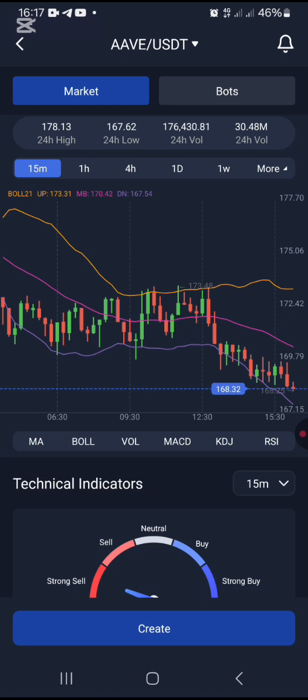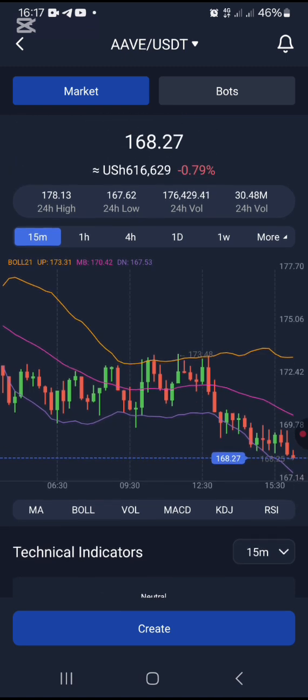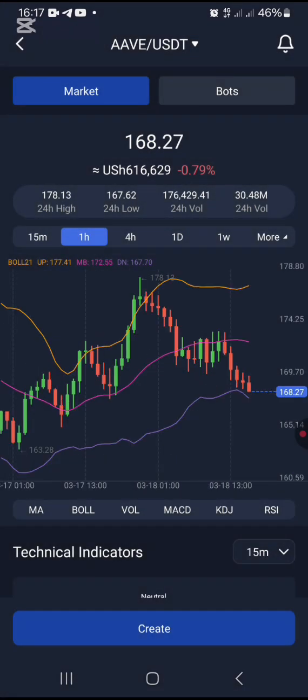What I recommend is that you always use a big time frame, at least 1 hour, in order not to get a fake signal. You can use 1 hour, and when you use 1 hour, take at least a 2%. Remember, this is a short analysis.